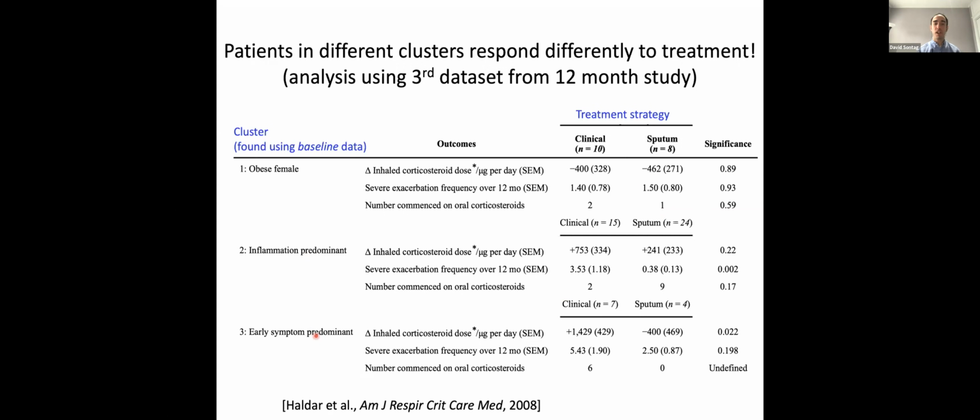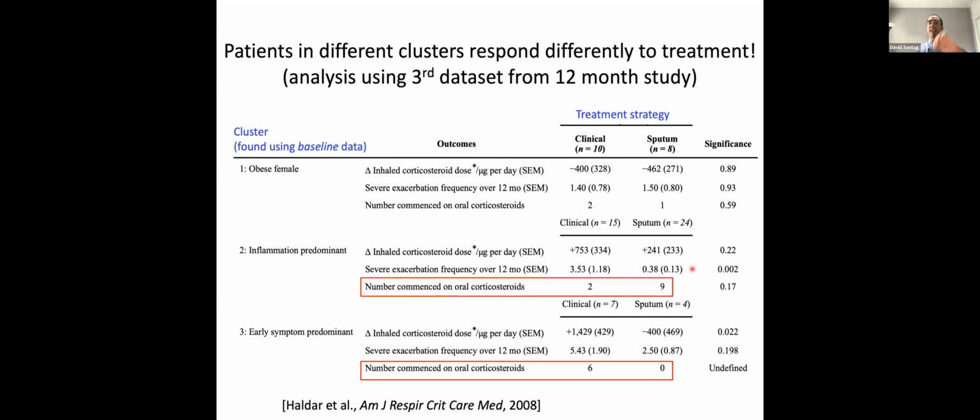The other two clusters is where the interesting things happen. In particular, if you look at that third outcome, you see that in the first of these clusters, the inflammation predominant cluster, in one of the treatment arms, the regular clinical practice, you see that under the first cluster, patients do well under the typical clinical practice, but on the second cluster, they do poorly under typical clinical practice.